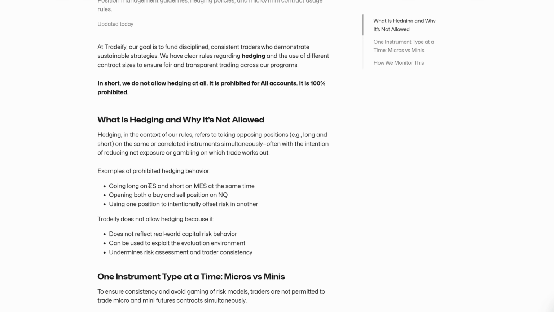Also, you can't be long an ES contract and short an ES contract, meaning you're hedging 2 of your accounts different from one another. With Tradeify, we're allowed to have 5 funded accounts. So technically you could be long in one account and short in the other. However, that is not allowed, and you will end up losing your account.